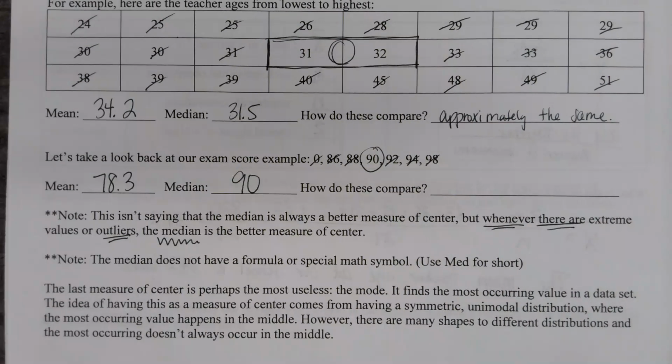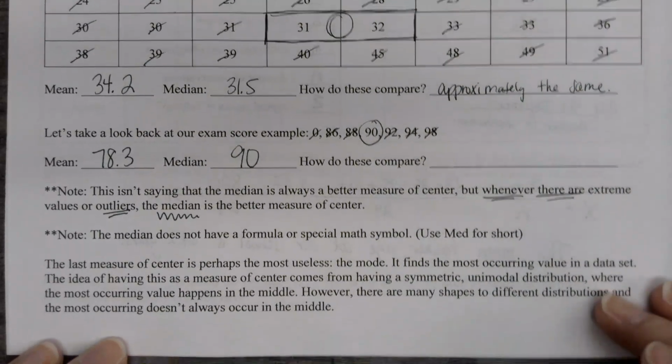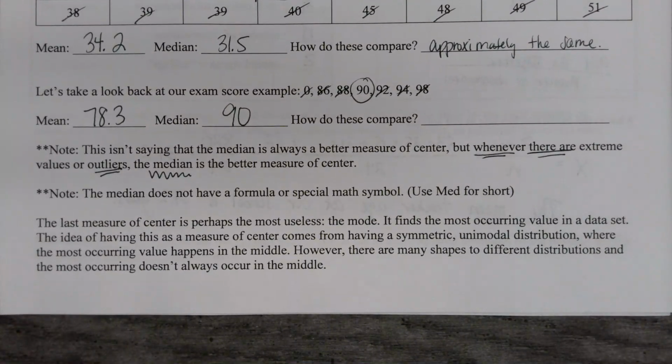Now, the last measure of center, what I call the most pointless measure of center, is the mode. It's the most frequent or reoccurring data in the data set. And we've kind of used mode already. When we talked about the different types of shapes, symmetric or unimodal, that might actually be the most occurring value that's in the middle. Remember, symmetric is that bell curve, which we'll discuss again.